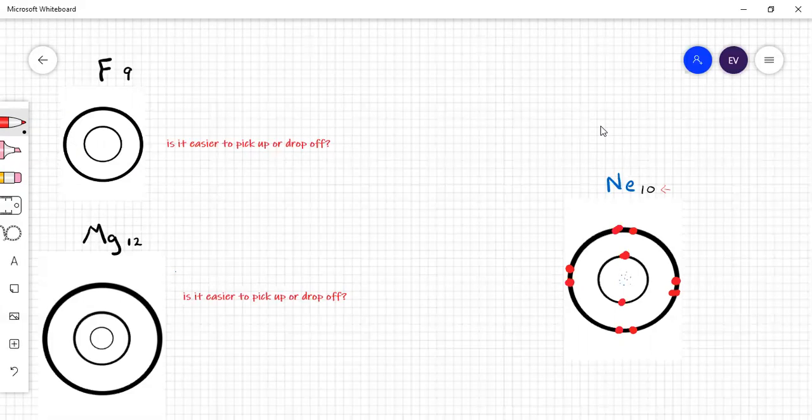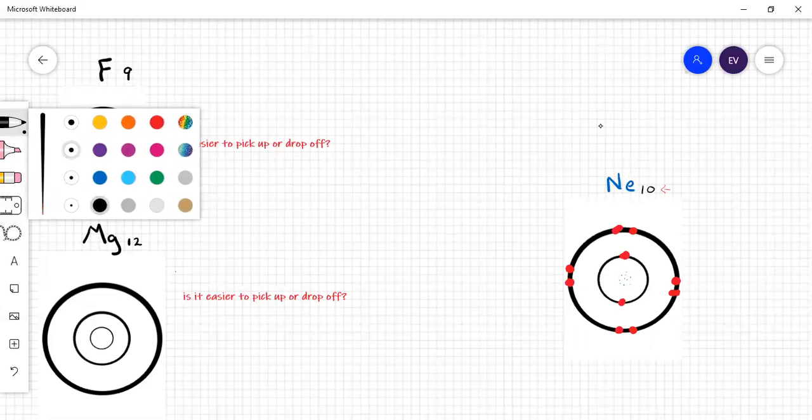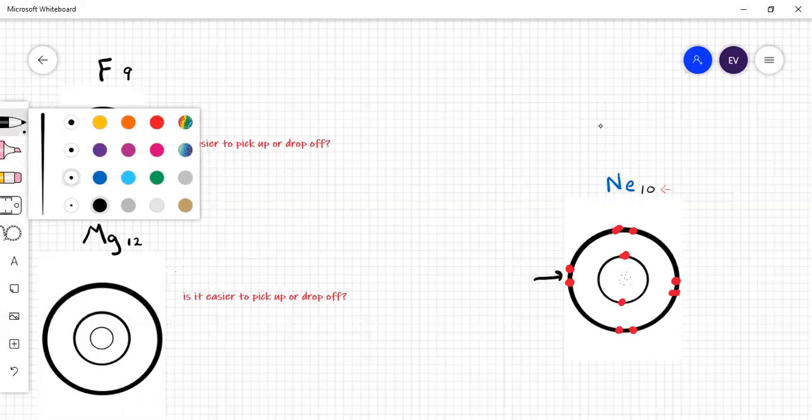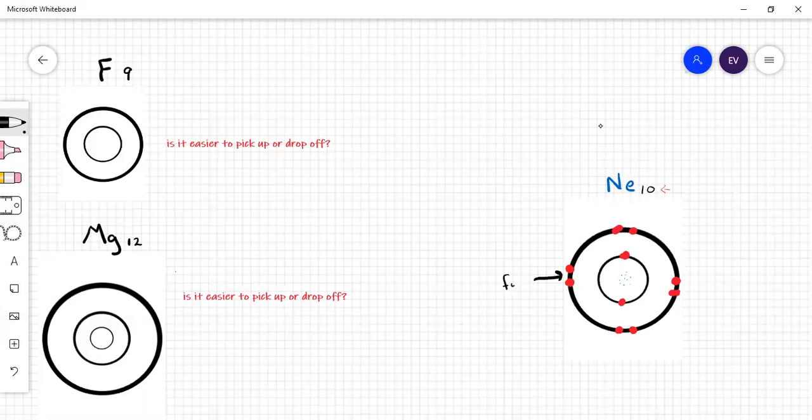Okay, so what we notice about neon is that neon has a full valence shell, right? This outer shell right here is called the valence shell, or where the valence electrons live, and we see that it's full of electrons. It takes 8 electrons to fill up a shell, generally speaking, and neon has 8 electrons. So it's got a full inner shell and a full outer shell.